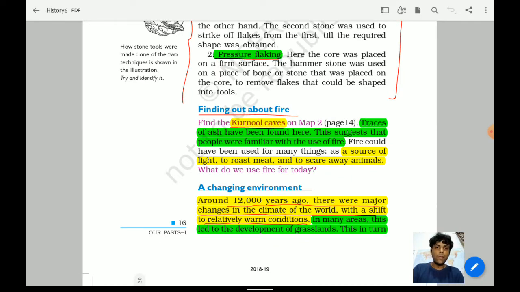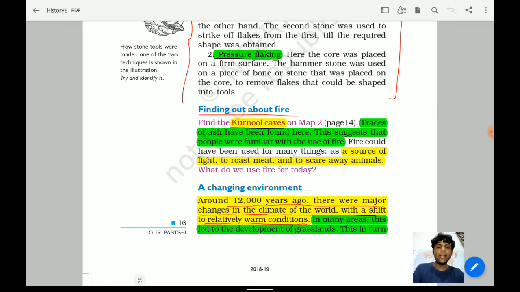This suggests that the people were familiar with the use of fire, as we were referring that they must have used it as a shelter home. By that time they must have understood the use of fire, and how they can use it in different forms, to scare animals, or to cook food or meat. So this could have been the utility of fire at that time: a source of light, to roast meat and to scare away the animals. So these were the things.